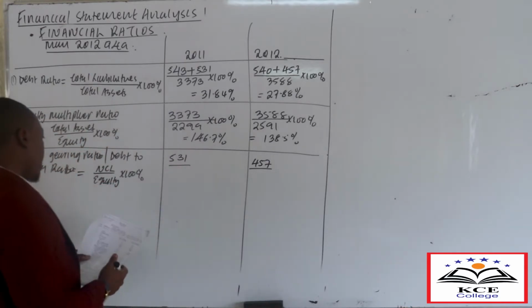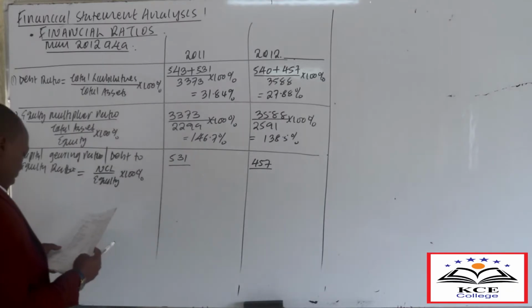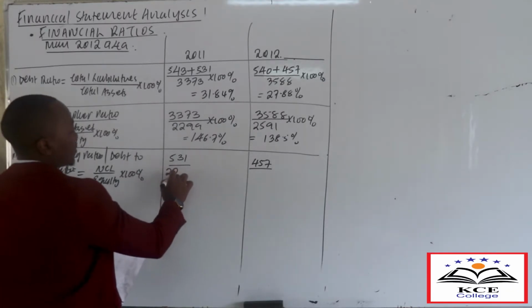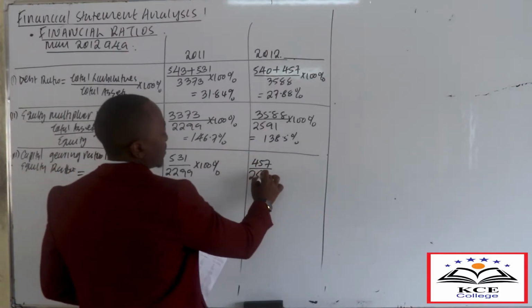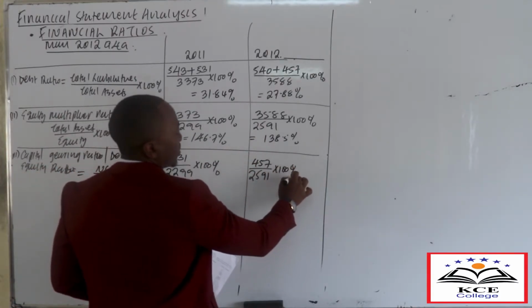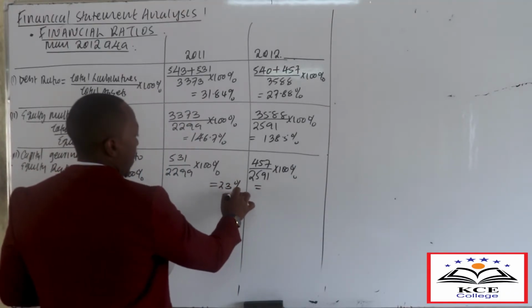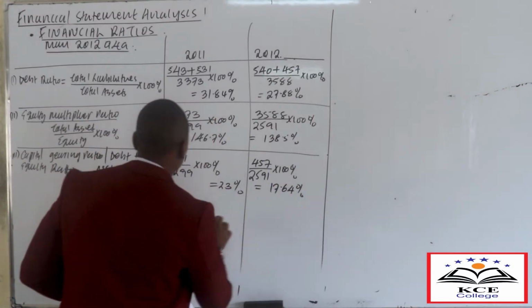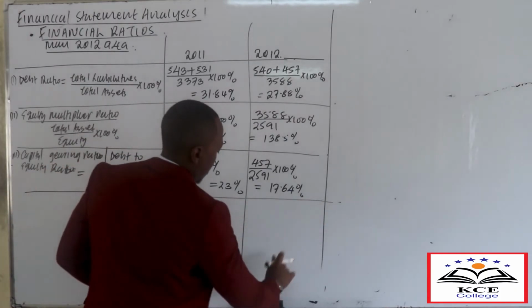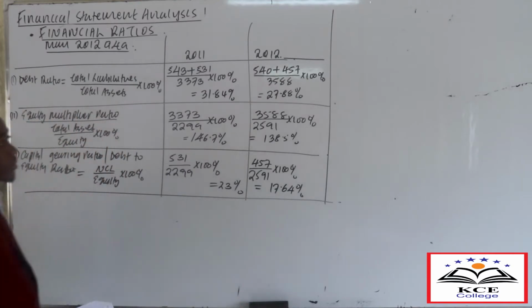And then you divide by the equity. Here we had the equity, and the equity here we have is 2299. And then you multiply by 100%. And here we have 2591 times 100%. And here we have 23%. Here you have 17.64%. As simple as that. So that's how you evaluate that.